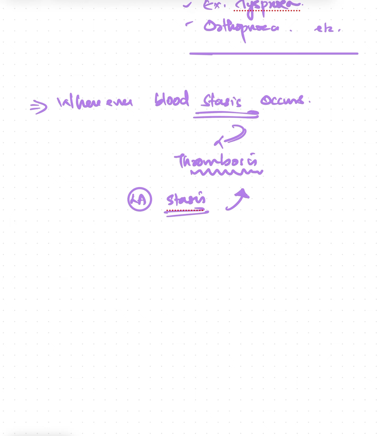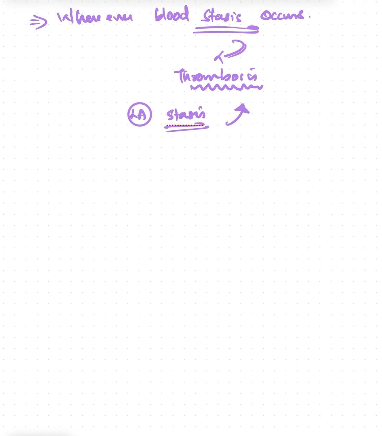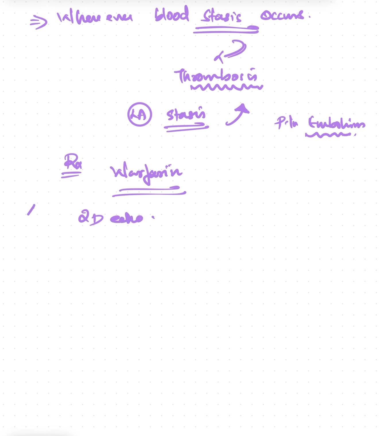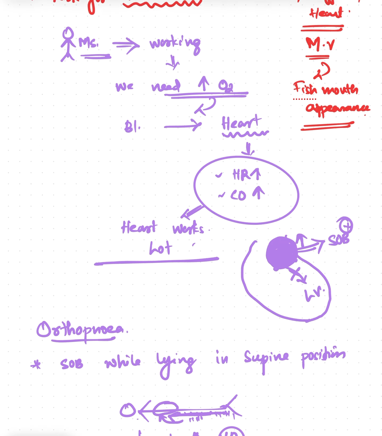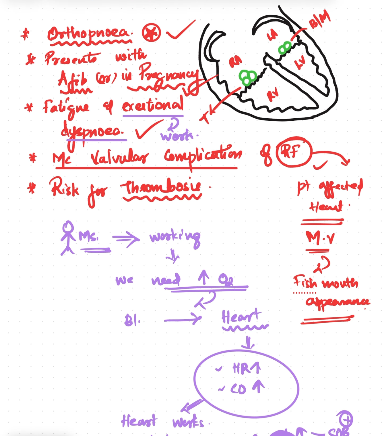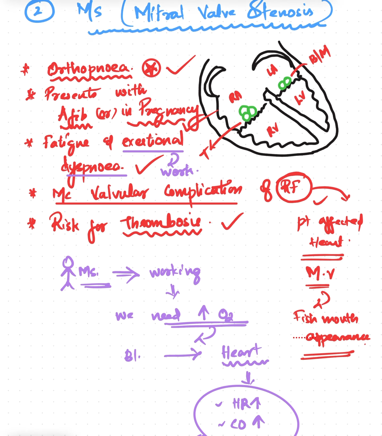So this thrombus can move anywhere, blocking the pulmonary vessels if in case, causing pulmonary embolism. It's again a medical emergency. So the treatment for this condition is warfarin. It's an anticoagulant. And this condition is diagnosed by 2D echo. So I think I have covered all the important concepts of mitral valve stenosis.